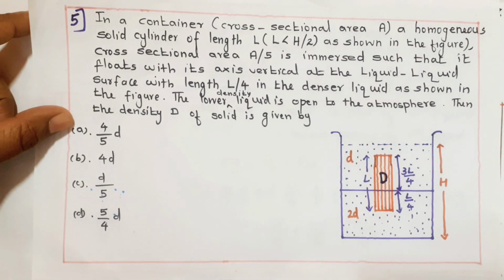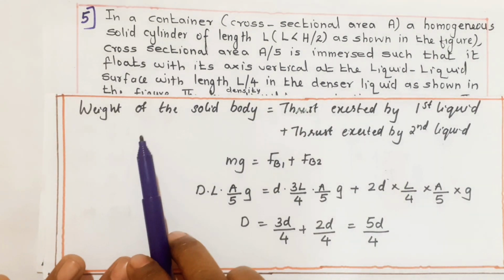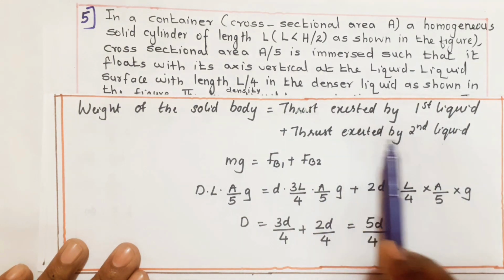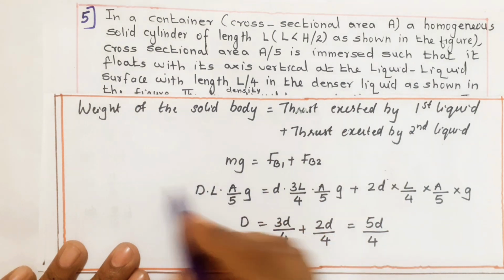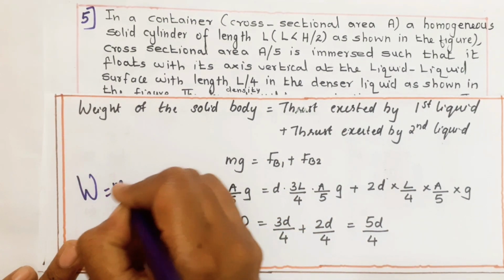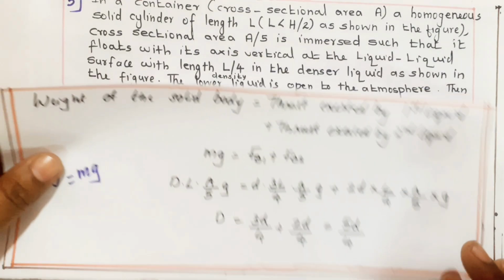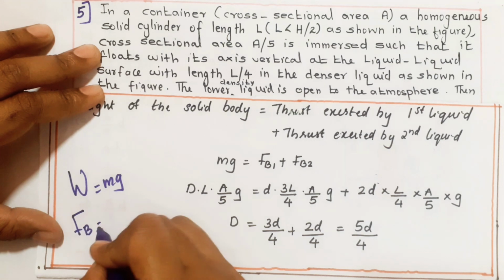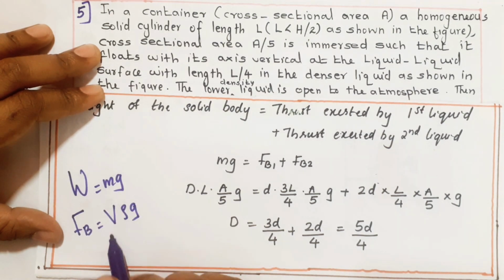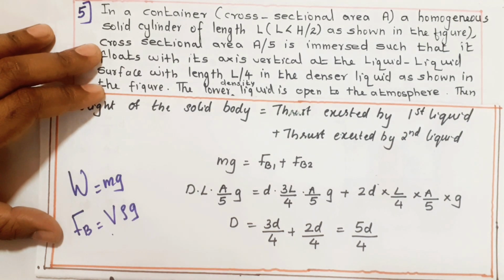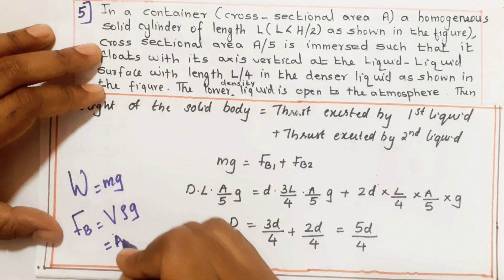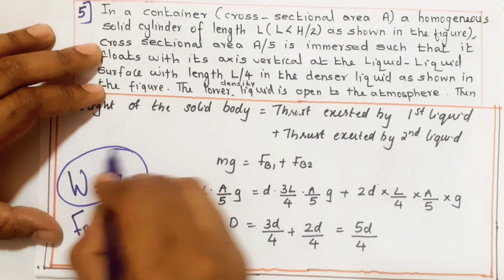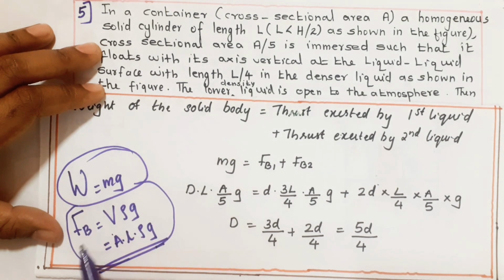So how can we do this question? We can do it with this formula: weight of the solid body is equal to the thrust exerted by the first liquid plus the thrust exerted by the second liquid. Weight of the body is mg. Both the first liquid and second liquid will exert an upthrust, called the buoyant force, and the equation for buoyant force is V rho g, volume into density into gravity. Volume we can write as area of cross section into length. So remember these two formulas: weight equals mg, and the buoyant force formula V rho g.